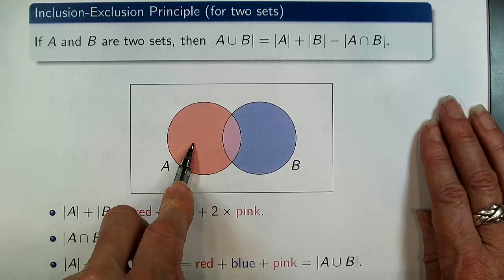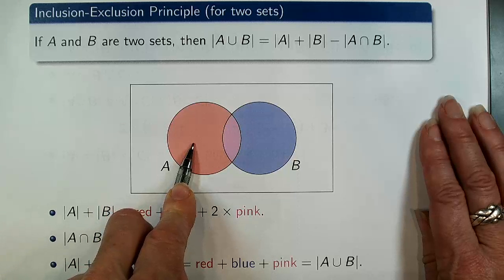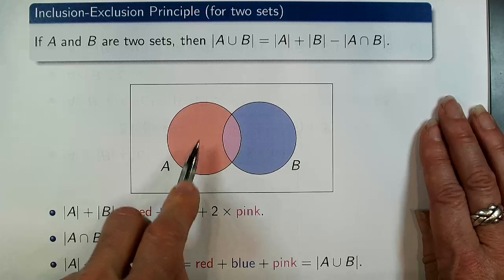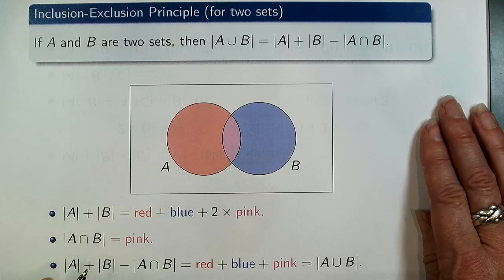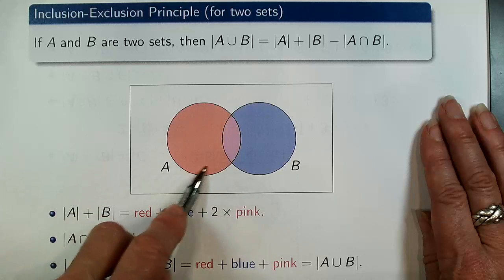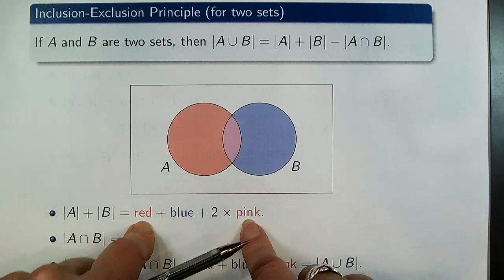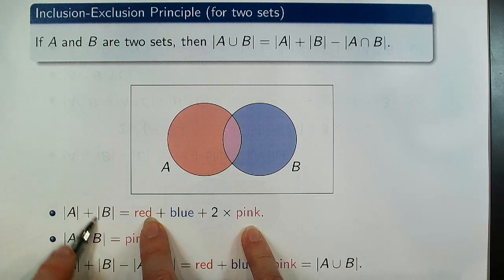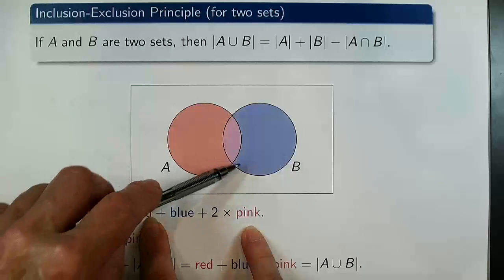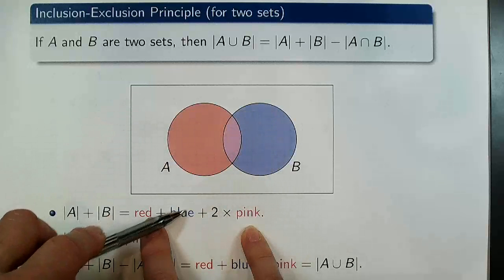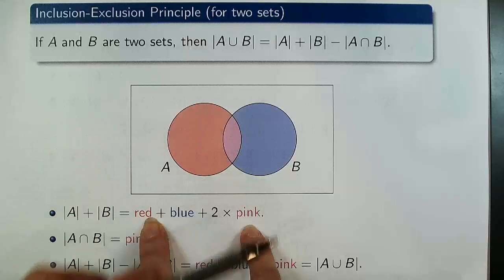That's supposed to be red. It looks like a sick red to me, but never mind, we'll call it red. The number of elements in A is the number of elements in the red region plus the number of elements in the pink region, red plus pink. Then when we add to it the number of elements in B, we're counting up the number of elements in the blue region and counting the number of elements in the pink region again.